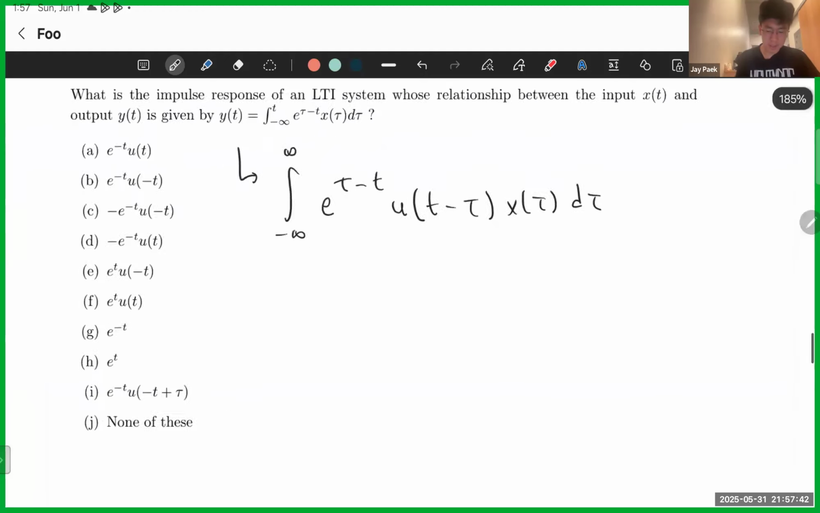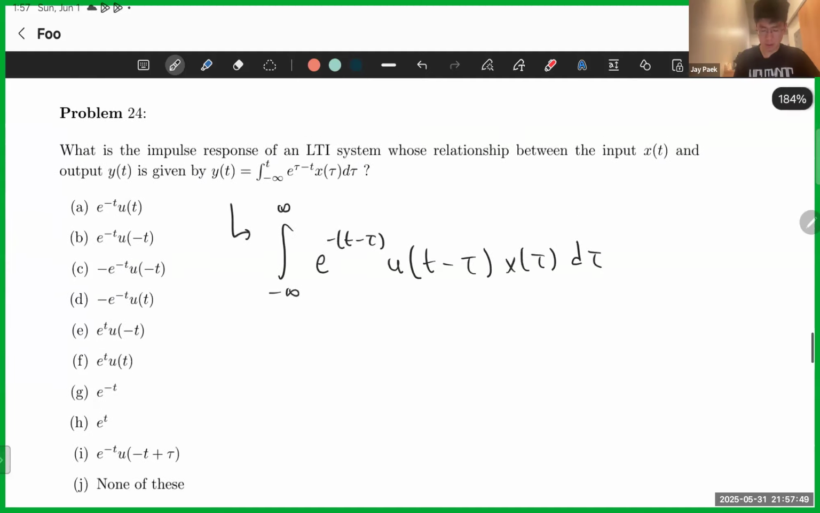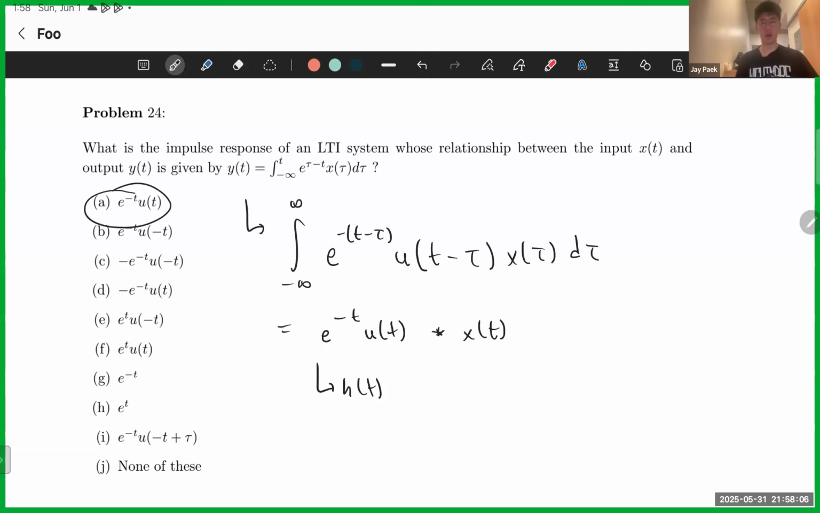And after this, you're basically done, right? You could change this to negative t minus tau. And now this is just a convolution between e to the negative t u of t convolved with x of t. Oh, and boom, we literally just found our h of t. Voila. Magic. Or not magic, but this kind of argument is very, very contrived.